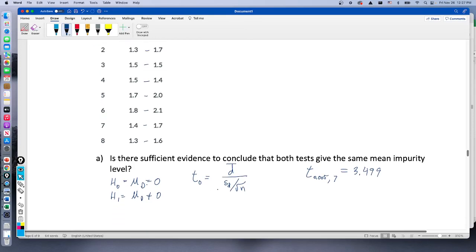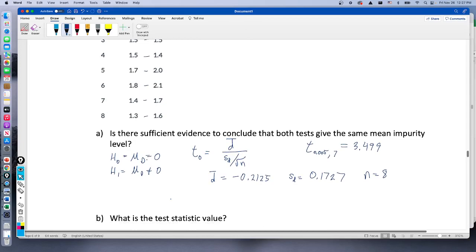If you do that, what you should find is that D bar is negative 0.2125. And then you would also find the standard deviation of the difference. Again, Excel is really good at doing that. You would find that your standard deviation is 0.1727. We have our n equal to 8, and so now we can calculate our T naught.